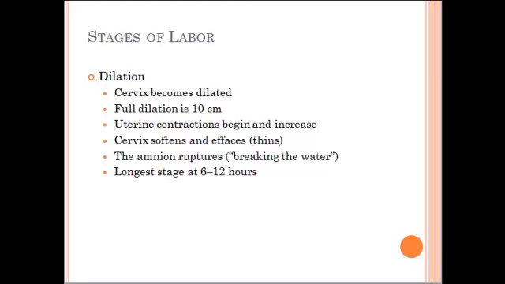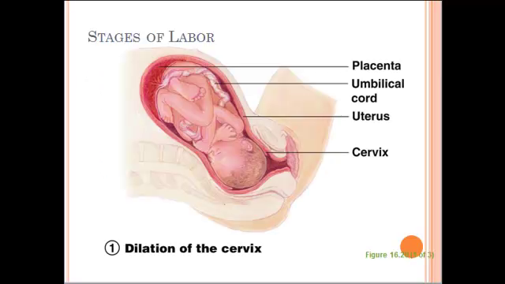and start to increase. The cervix softens and effaces, is what we call, which means that it thins, and the amnion ruptures, and that is often referred to as breaking the water. So the amnion has formed this protective barrier, the amniotic sac around the infant, around the fetus as it's been developing, and that breaks and is released through the vagina. This is the longest stage. It can last anywhere between 6 to 12 hours of the labor. You see the baby here and getting ready, moving down into the birth canal.